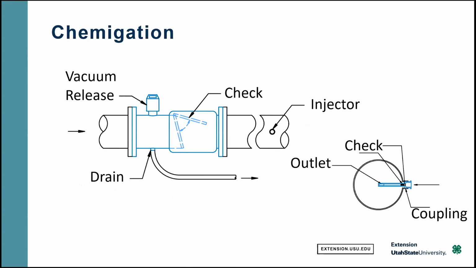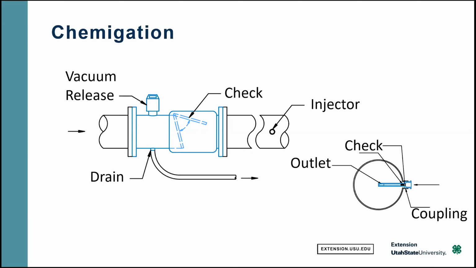Okay, chemigation. This on the left is a chemigation valve that's designed for agriculture. Some of these might be too large for a lot of the systems that we're talking about in this conference. But the principle is that you have a check valve. You have a valve that will only let water flow one direction, and that is upstream of your injection point. And upstream of that check, there is a drain and an air release.